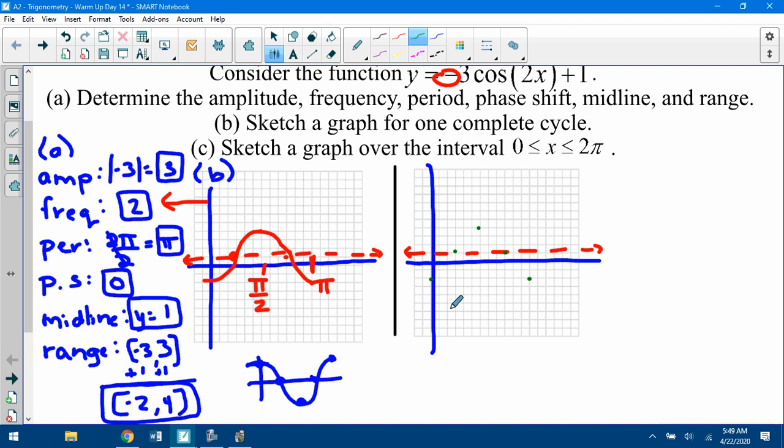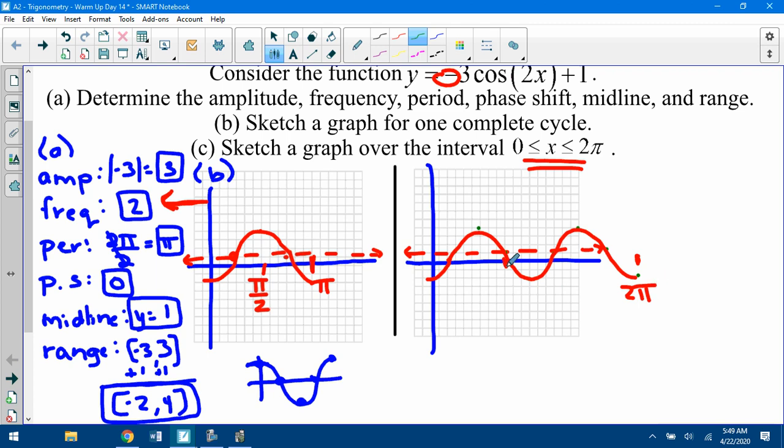I think I spaced it out too far. So now I got to do that again. On the midline, 3 above the midline, and then be on the midline again, and 3 below the midline again. Yeah, so maybe not space it out that much, but you should have 2 complete cycles by the time you're done, because it's all about frequency when I'm talking about 0 to 2 pi. So this last spot over here would have to be 2 pi.